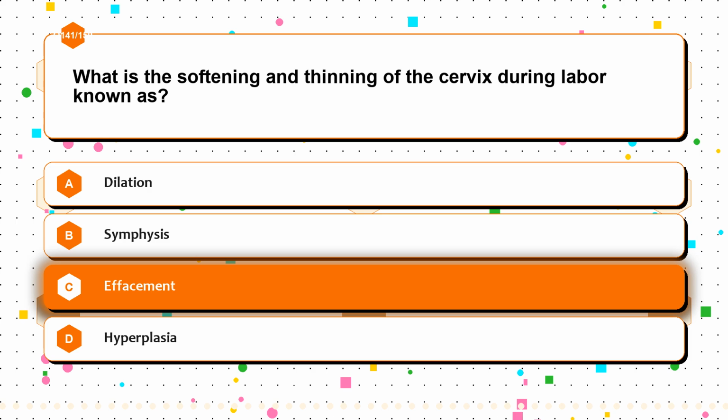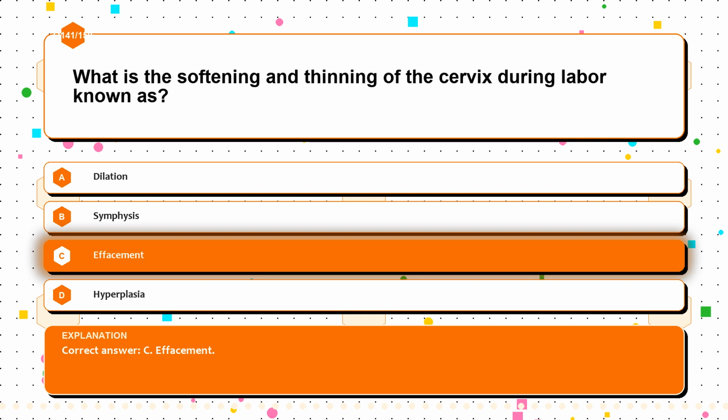The correct answer is option C. Effacement.